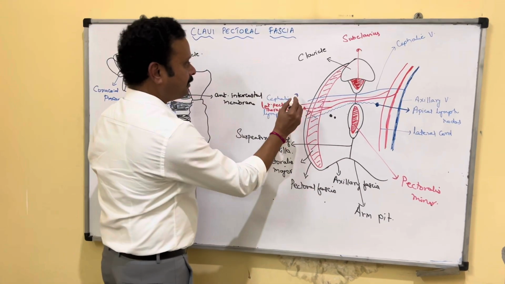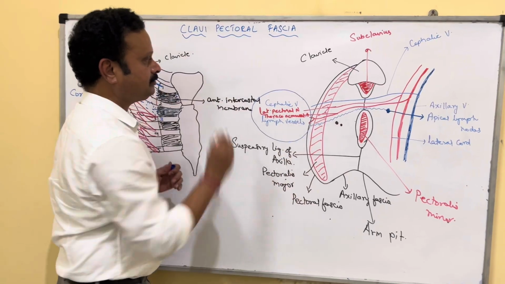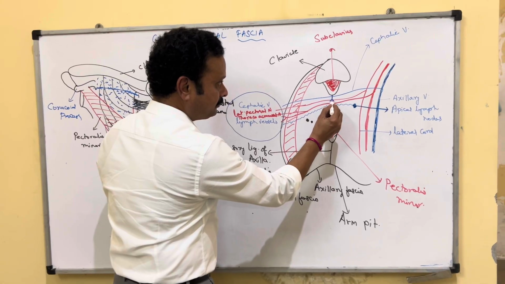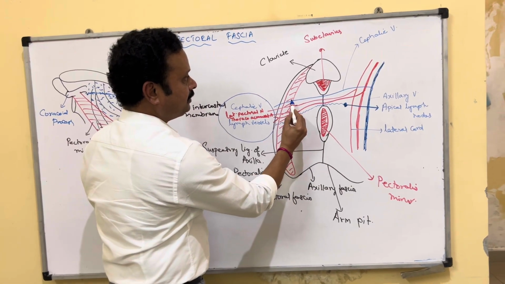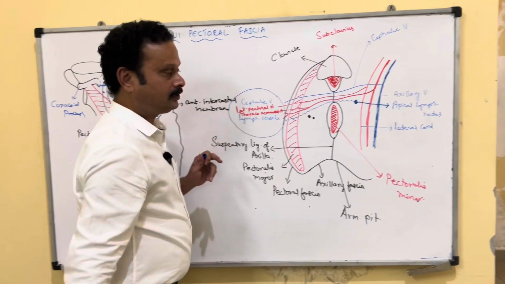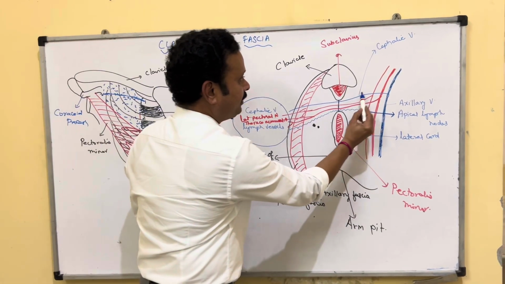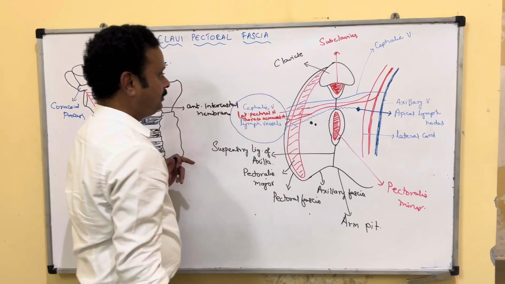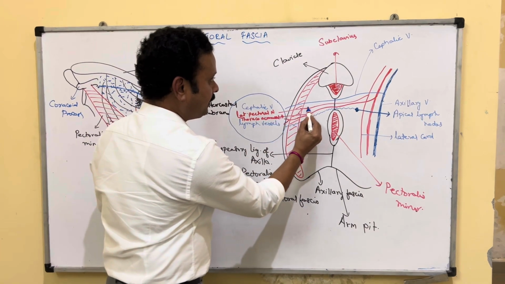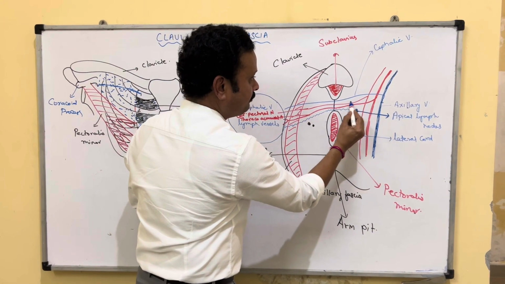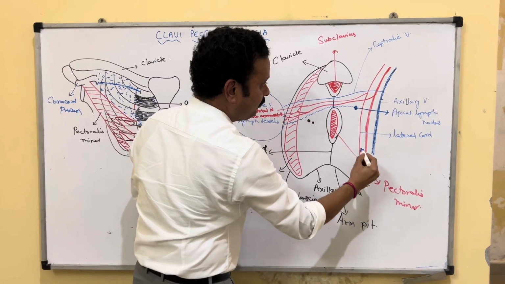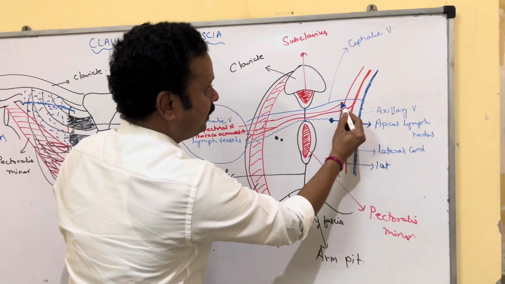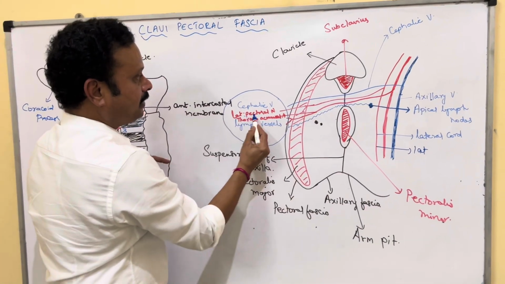Now coming to the structures piercing the clavipectoral fascia. Our clavipectoral fascia is here. What are the structures which are piercing? Number one is cephalic vein, which finally opens into the axillary vein. Number two, lateral pectoral nerve, which is a branch of lateral cord of brachial plexus. This is the lateral cord, already it is written here. So the lateral cord of the brachial plexus gives the lateral pectoral nerve.